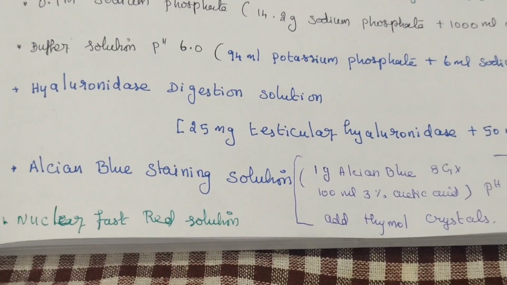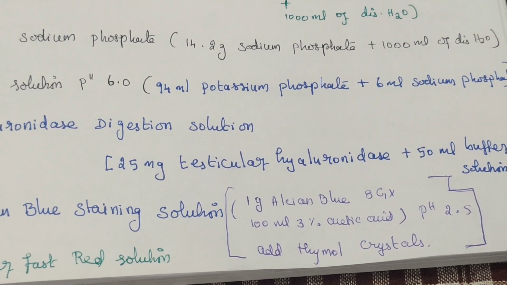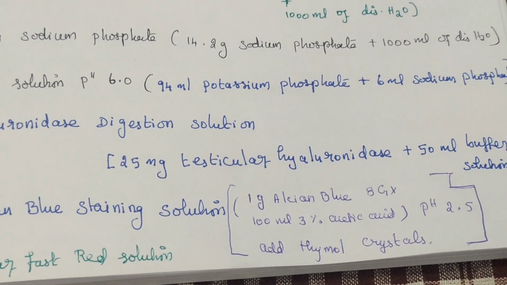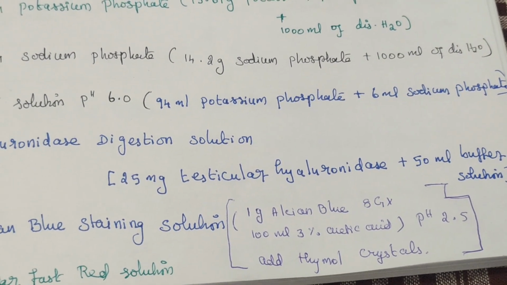Alcian blue staining solution, containing 1 gram Alcian blue 8GX in 100 ml of 3% acetic acid, pH 2.5.